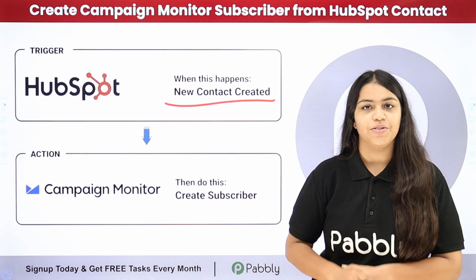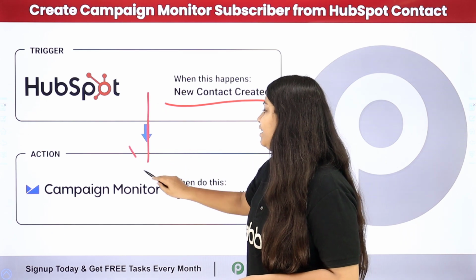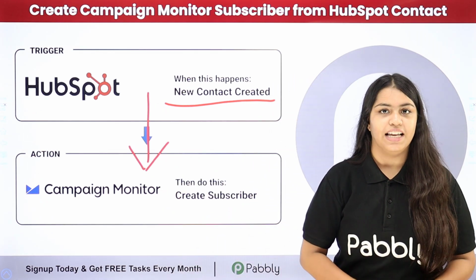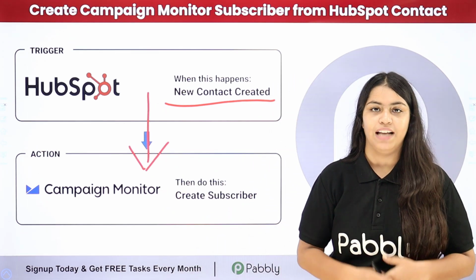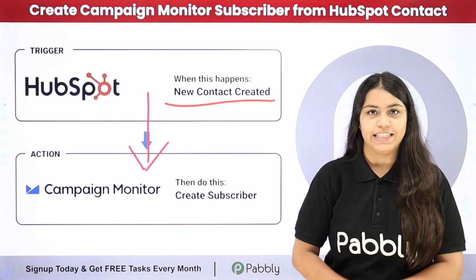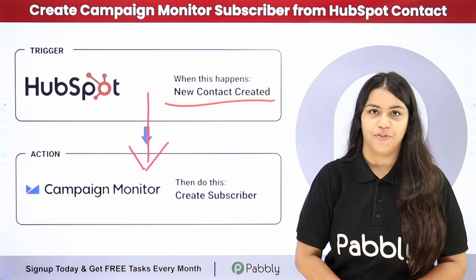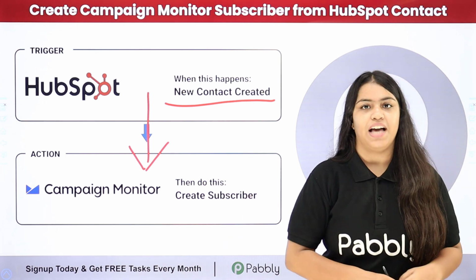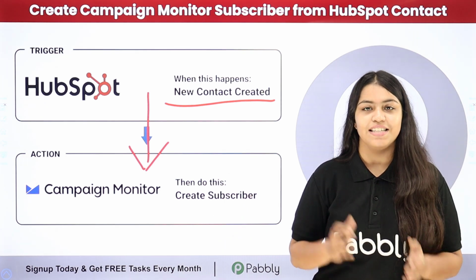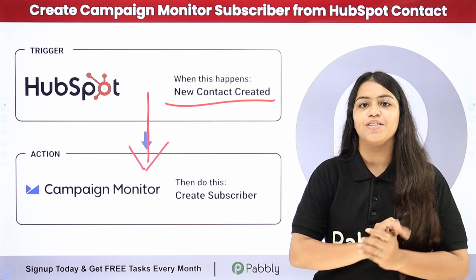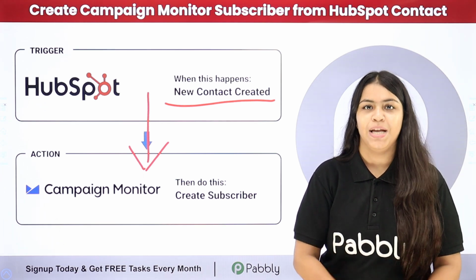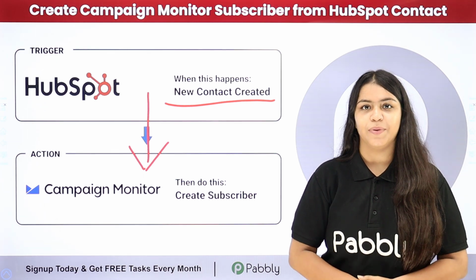To do this, we are going to create a connection between HubSpot and Campaign Monitor. To create this connection without knowing any programming or coding language, we are going to use Pabbly Connect. It is an amazing automation software. I'm going to do all of this so that I can convert my potential clients into paying clients. Do you also wish to learn this process step by step? Then let me take you to my computer screen.